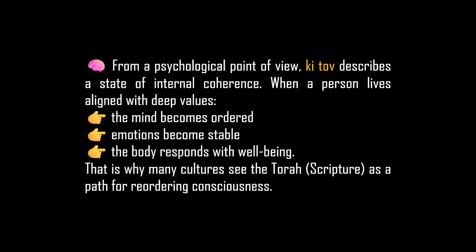I have genuinely been concerned with examining whether the values I've learned are the correct ones, the ones that lead me to the design of Ki Tov. It says the mind becomes ordered. For example, people with anxiety or depression can find order by going deeper into Scripture. Emotions stabilize. People who are emotionally unstable begin to change. And something very important, the body responds with well-being.